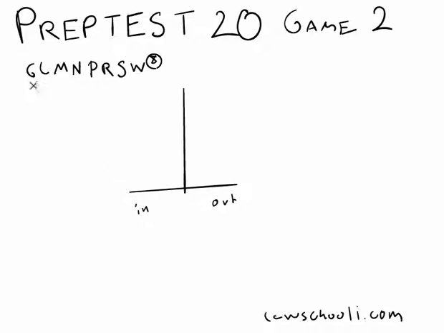What we have is this university budget committee, and they're going to reduce some areas of expenditure that I've listed up here: G, L, M, N, P, R, S, W. And we're told exactly how many are getting reduced. 5 are getting reduced, so that's like the in-group side: 1, 2, 3, 4, 5. And 3 are out, are not getting reduced.